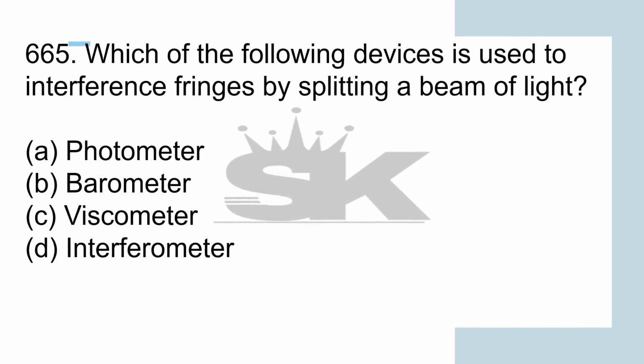Which of the following devices produces two interference fringes by splitting a beam of light? That is interferometer. The Michelson interferometer is a precision instrument that produces interference fringes by splitting a light beam into two parts and then recombining them after they have traveled different optical paths.